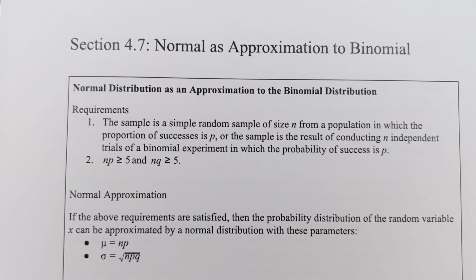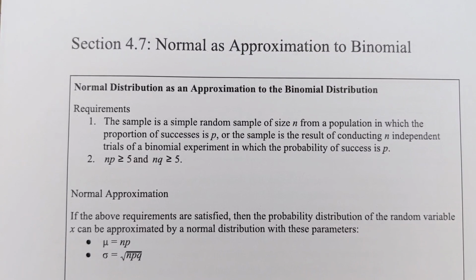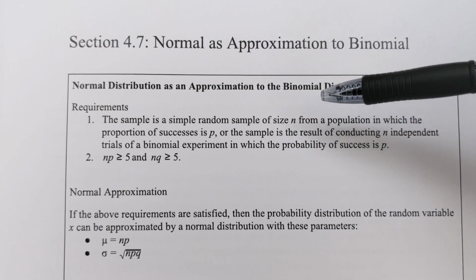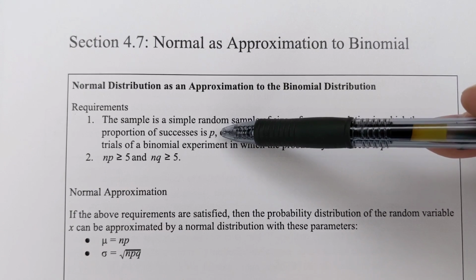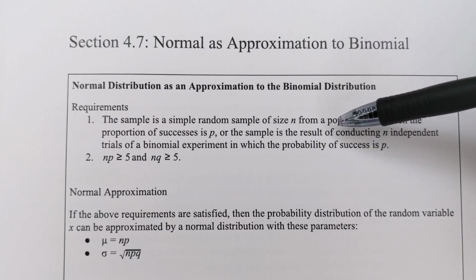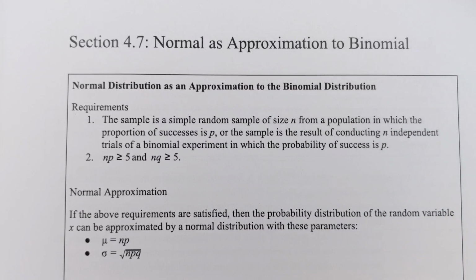Right here, we've got the notes for section 4.7. This is using the normal to approximate a binomial. So here's our requirements. Sample size n from a population, so you know the probability of success, p, conducting n independent trials, and then n times p and n times q both have to be more than 5. So remember, q is the probability of failure.